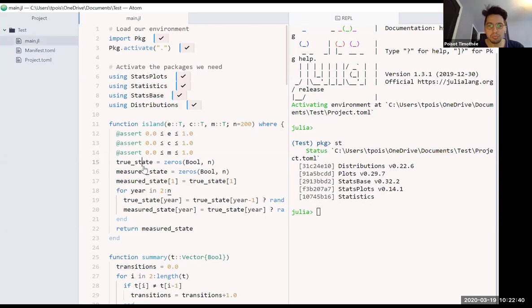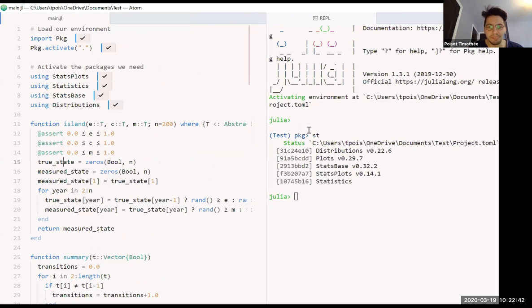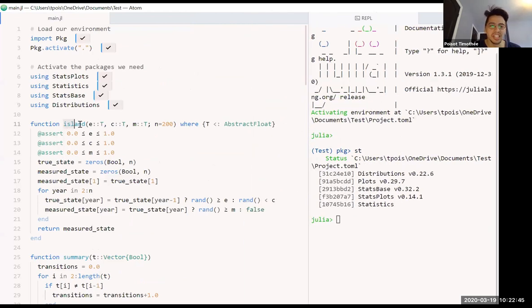So the way I've expressed that in the code is, there is a function called island here, and that is our model. It is a model that is generating data that looks like the data you will have. It takes as input the rate of extinction, E, the rate of colonization, C, and the error you're making when you're doing the measurement, which is M. And we're going to simulate observation on this island for 200 years. No one here is going to sample an island for 200 years, but we're going to do that. You'll see why in a minute.